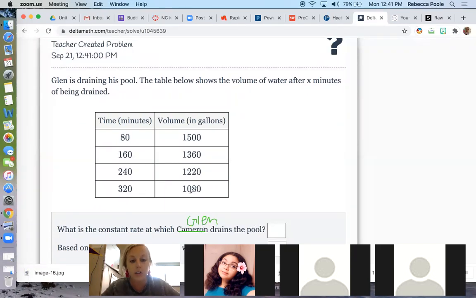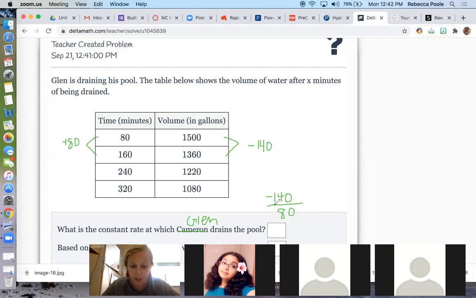How do you find the rate of change from a table? You can subtract. Okay, good. So how do we get from 1,500 to 1,360? Subtract what? 140. Good, minus 140. And then how do we get from 80 to 160? You add 80. Add 80, very good. So my rate of change is -140, because remember, it's supposed to be the y on top, over 80. You can type it in just like that, okay?